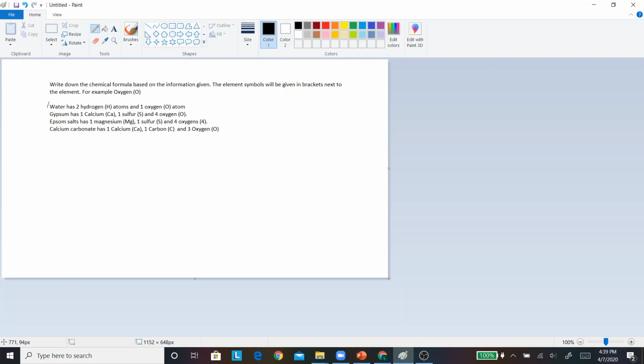So now it says it has 2 hydrogen atoms. So the first thing I'm going to do is I'm going to write the symbol. So H for hydrogen, right? And then I'm going to put the number next to it. So it says 2 hydrogen, so I'm going to put the 2 right here. So H2, and then 1 oxygen atom. So I'm just going to put a single O.